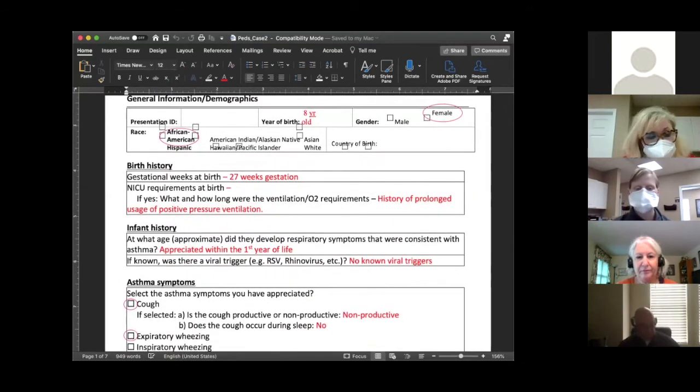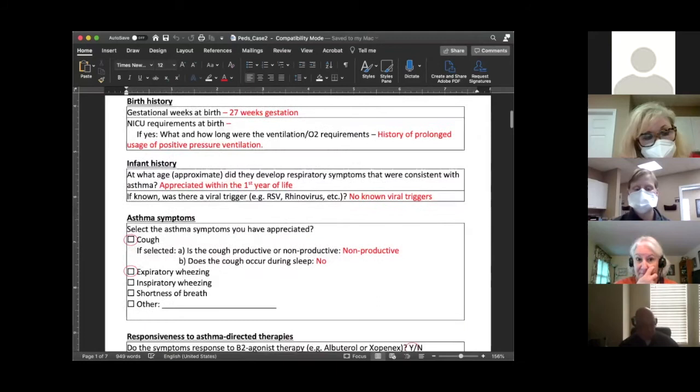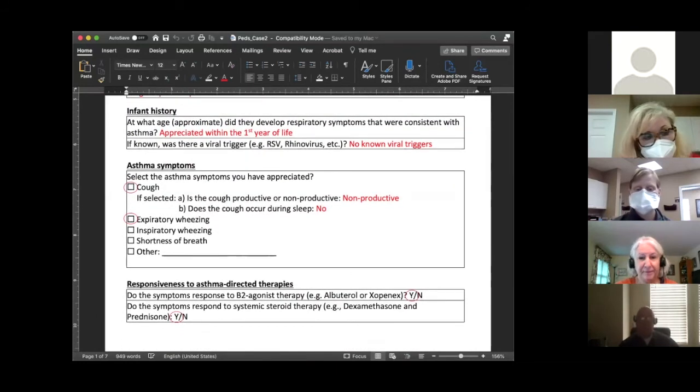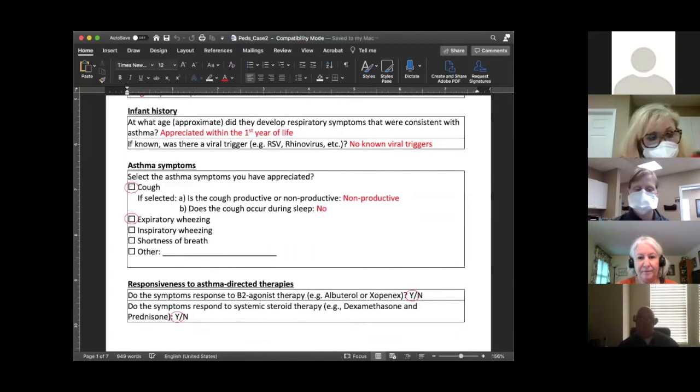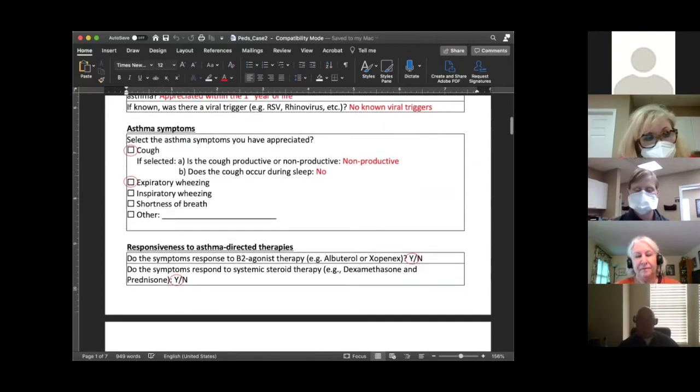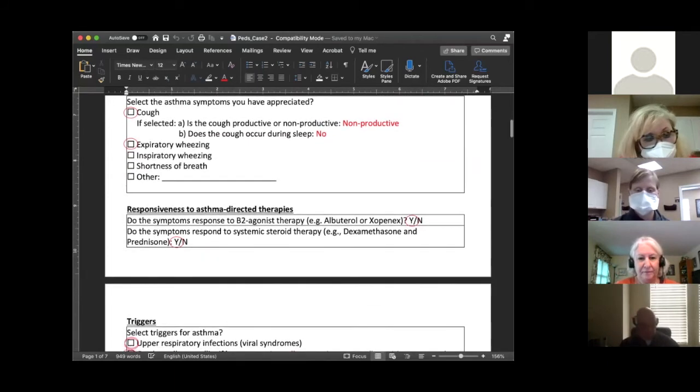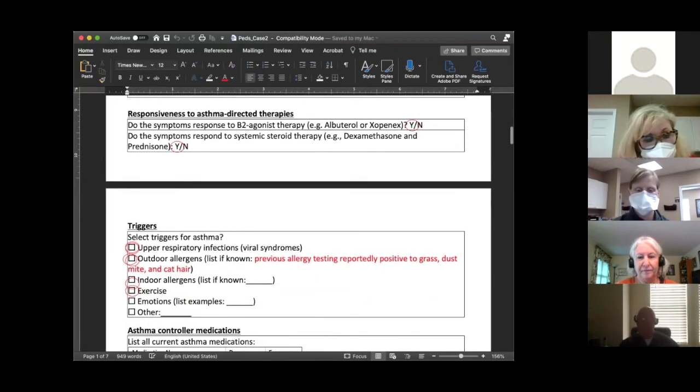So this is an 8-year-old African-American girl who was born at 27 weeks gestation. She had a history of prolonged usage of positive pressure ventilation. The mom thinks that the first asthma symptoms were in the first year of life, with no known viral triggers. Her symptoms are typically cough and expiratory wheezing, so classic asthma symptoms. But like I said earlier, yes, she responds to albuterol. Yes, she responds to steroids when we want her to.